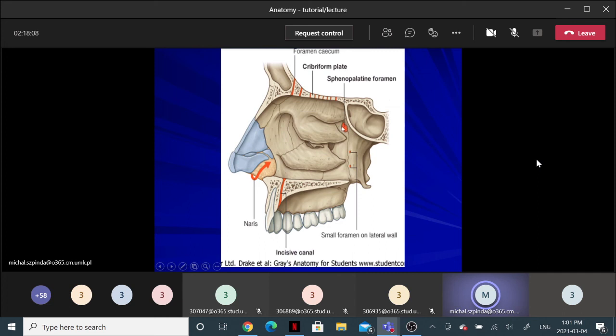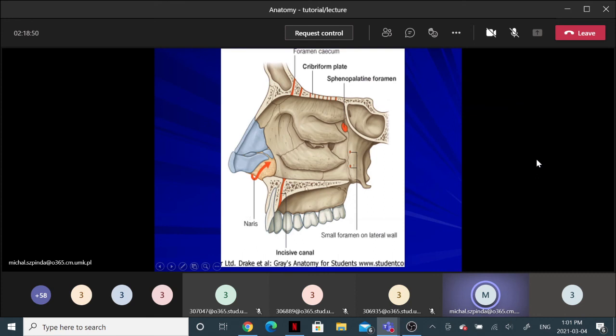The sphenopalatine foramen laterally leads to the pterygopalatine fossa, because the penultimate, the second last structure on the lateral wall, is at the same time the medial wall of the pterygopalatine fossa. I mean the perpendicular plate of palatine bone and its sphenoidal process. So due to the sphenopalatine foramen, the nasal cavity joins the pterygopalatine fossa.